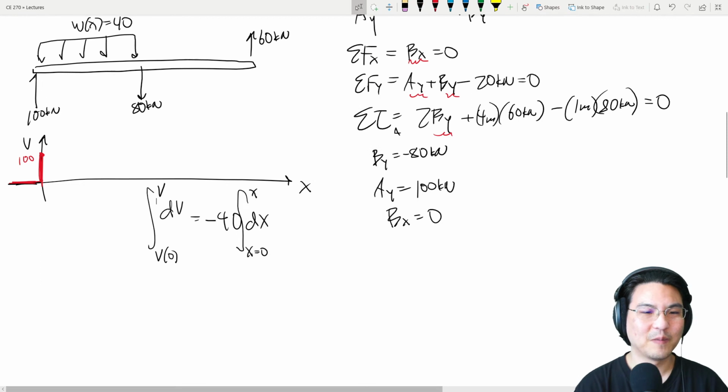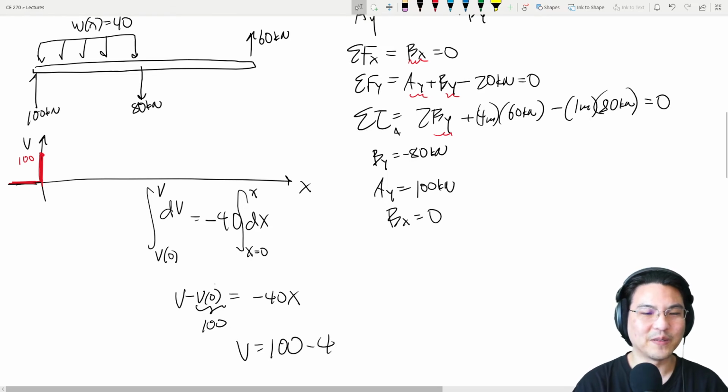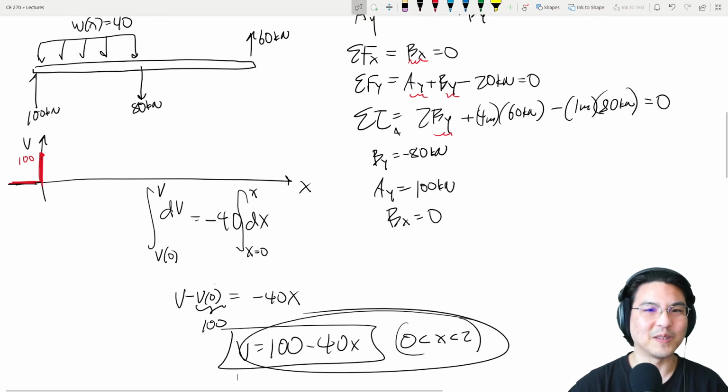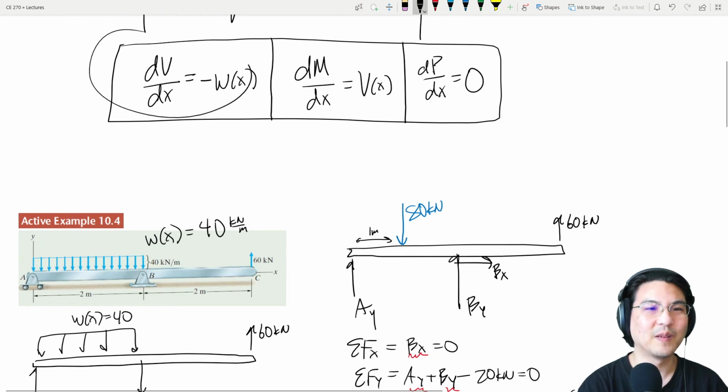So what do you have here? V minus V at 0 equals minus 40 times x minus 0. So minus 40x. And then what was V at 0? 100. So V is 100 minus 40x. Well, that's between 0 and 2. Right? So how was that usage of this calculus relationship? Not bad, right? This one.